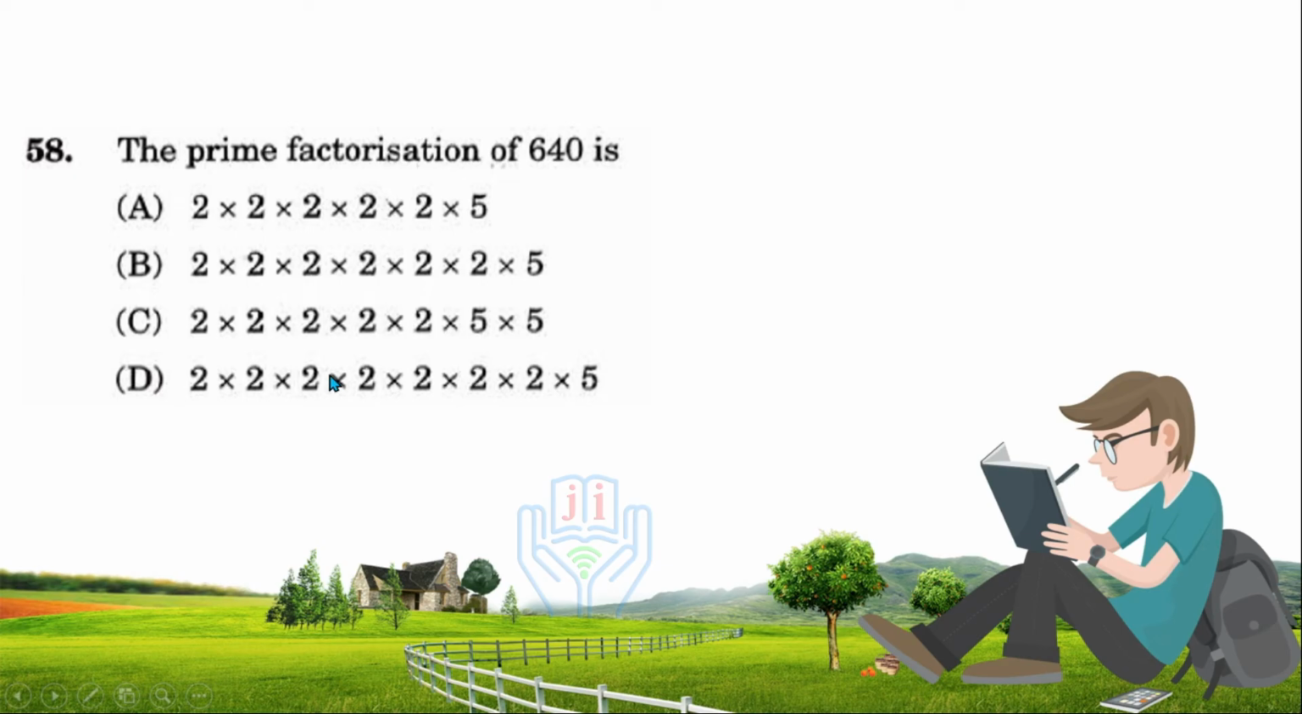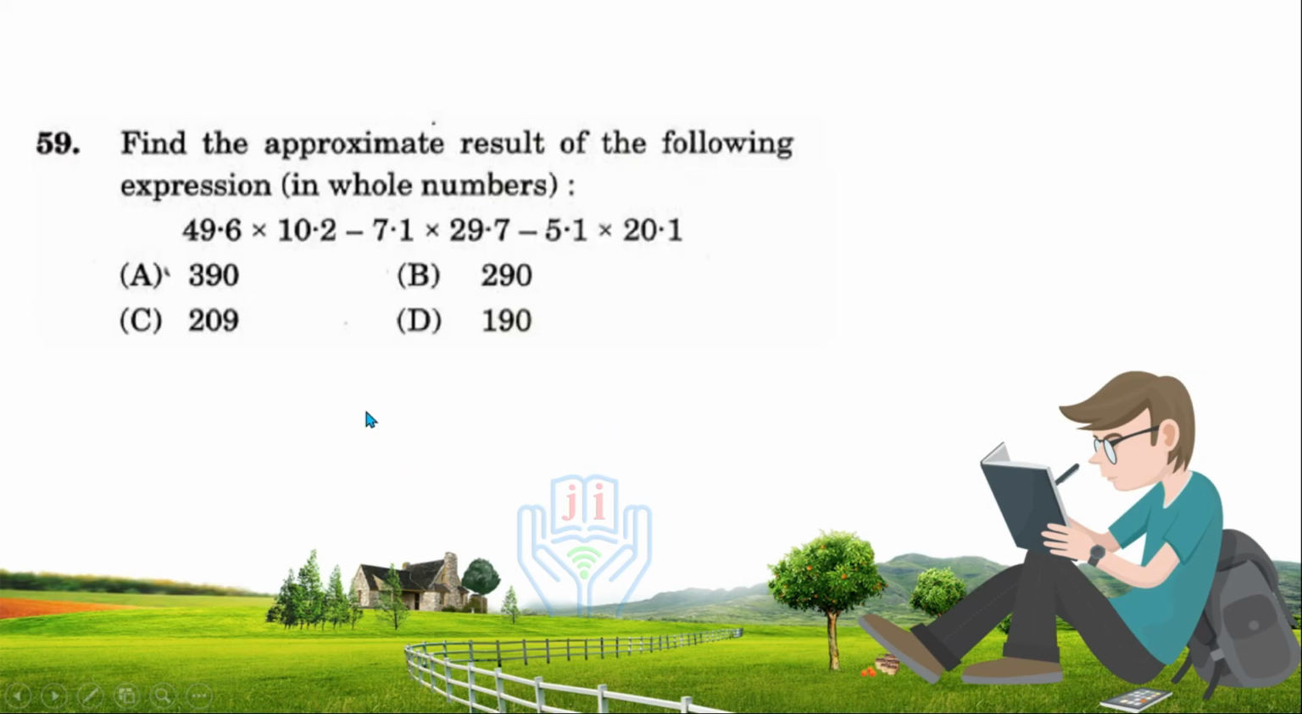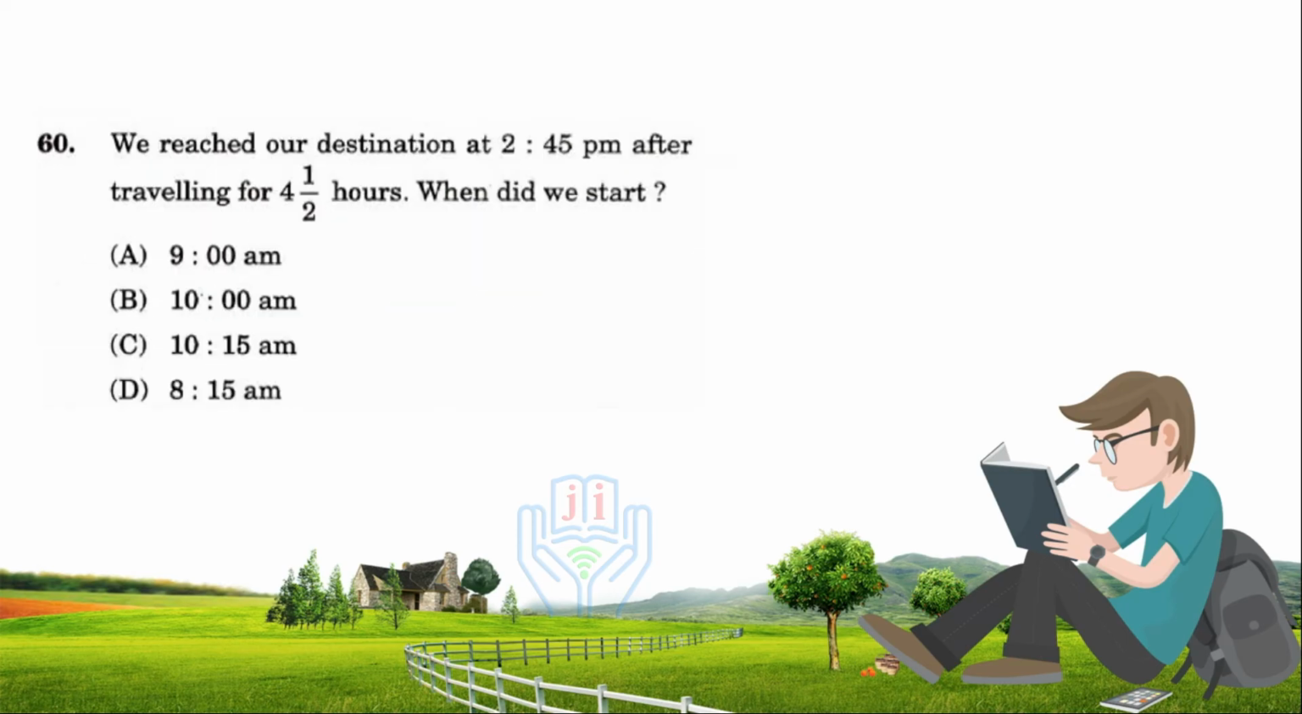The prime factorization of 640 is 7 times of 2 and into 5. Answer will be D. 59. Find the approximate result of the following expression in whole numbers. Answer D. 190.